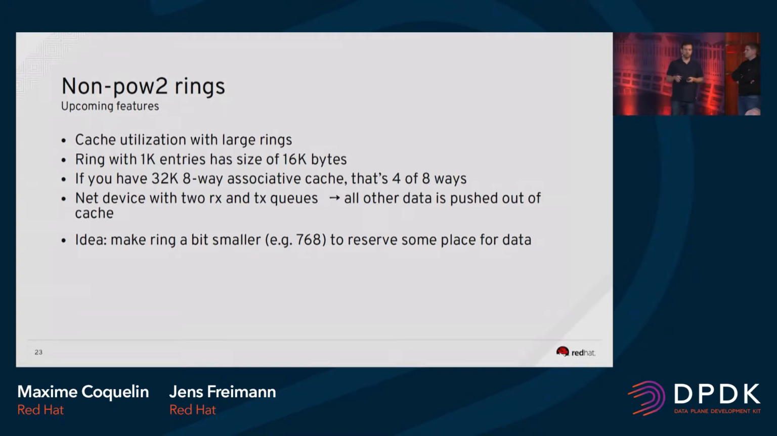Imagine that we have a ring with 1,000 16-byte entries, and that makes the ring a size of 16K bytes. Now, if we have a CPU with an 8-way associative cache, we've already filled half of that. If you imagine a networking device that has receive and transmit queues, that means basically all the data is pushed out of the cache. So the idea here, and it's not my idea, it came out of the community, it's Michael's idea, but we'll benchmark it, is to make the ring just a little bit smaller, not half of it, but say 768 descriptors, and that will leave some space for other data in the cache.